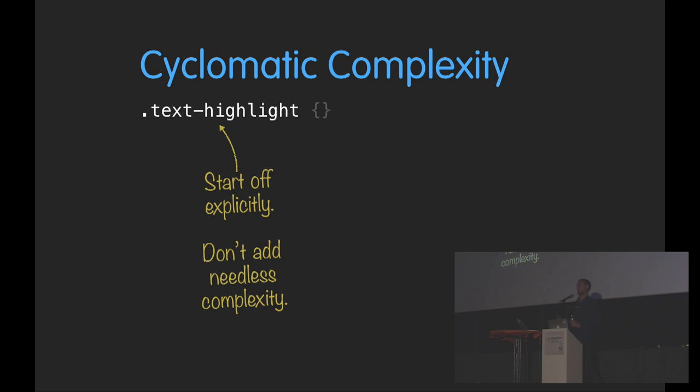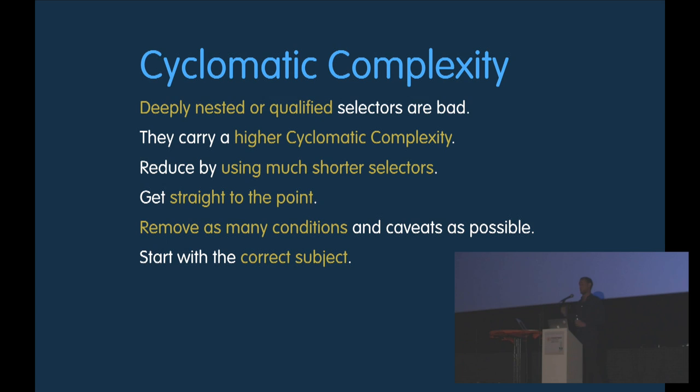There's only one chance for this to fail. We either have used the class in our HTML or we haven't. So nesting and qualifying selectors is really bad for cyclomatic complexity. It increases it. They carry a higher cyclomatic complexity that we want to keep as low as possible. We want to keep our cyclomatic complexity as low as possible for a number of reasons.